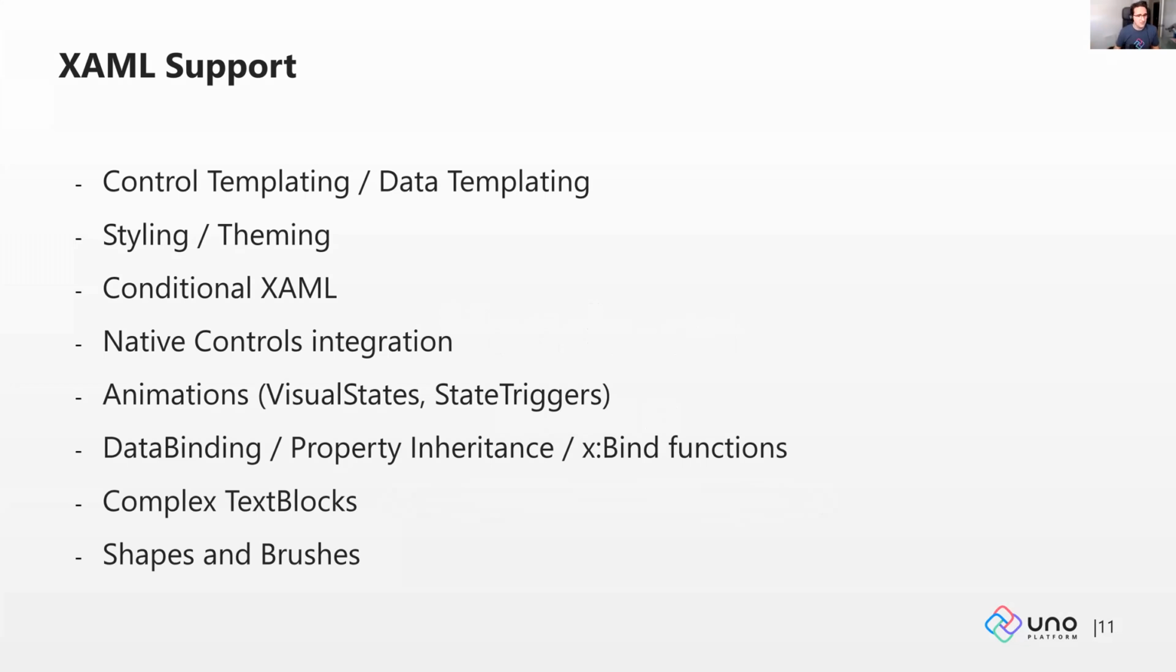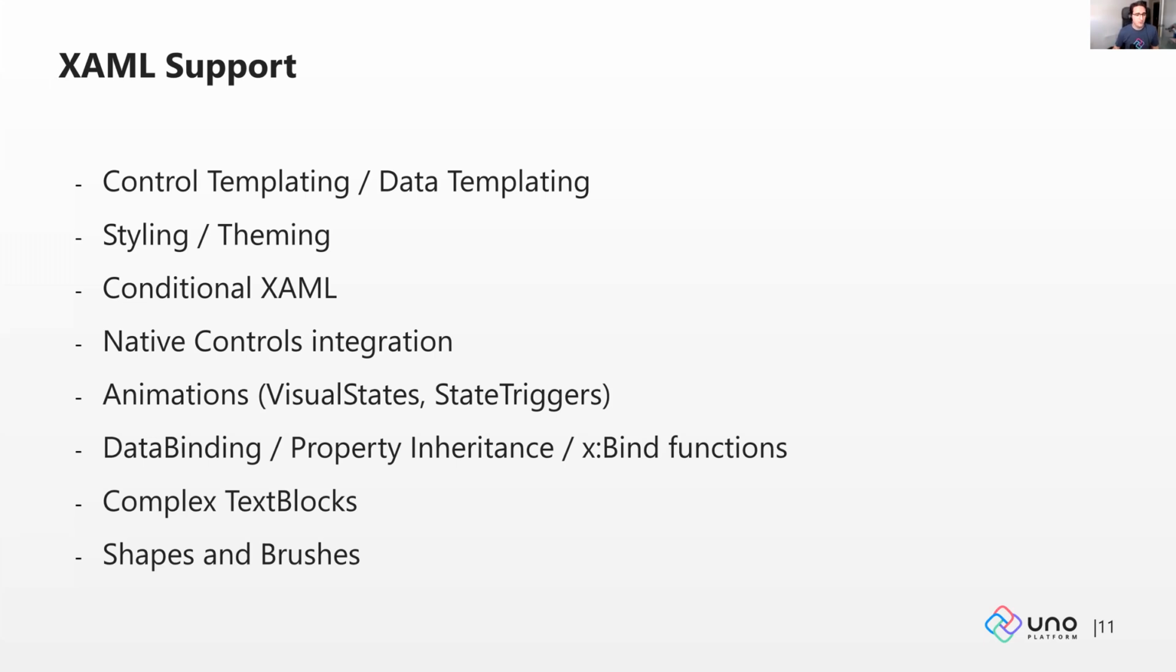We have native control integration. So if you're on iOS and Android, let's say you have an ad control that you want to add because you need to monetize your application, you can just drop that inside of the XAML, and that will work properly. We have animation support with state triggers and Visual State Manager. If you have an application that needs to be responsive, and that's pretty much what most cross-platform applications need, then you can use Visual State Triggers and Visual State Managers to do that. We have lots of samples around that.